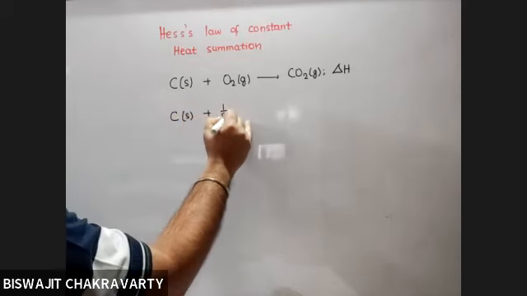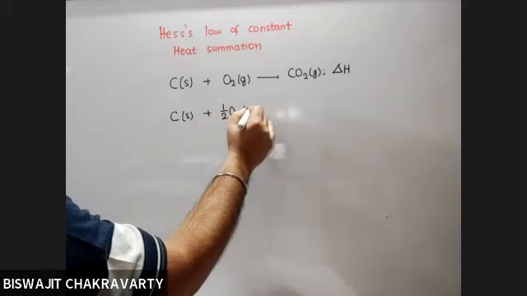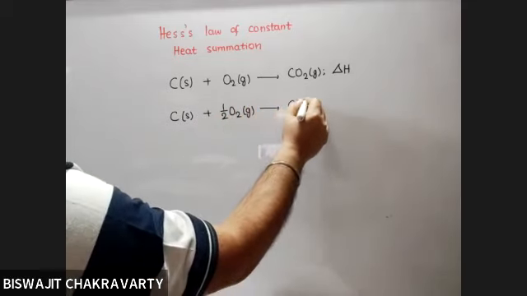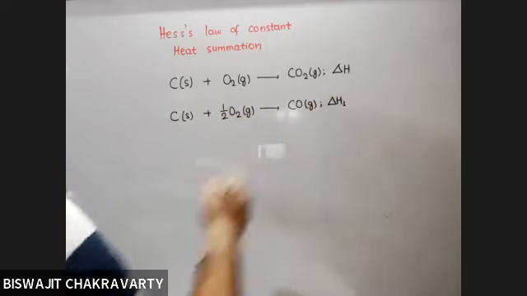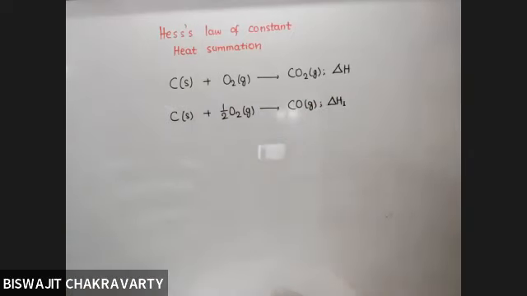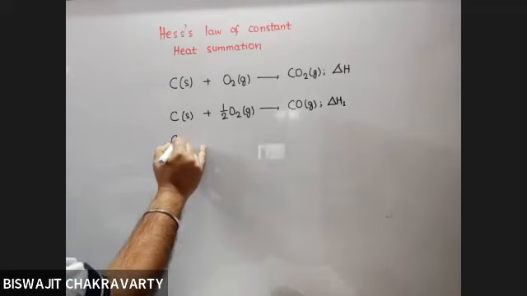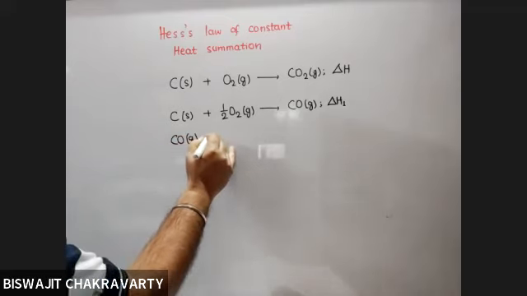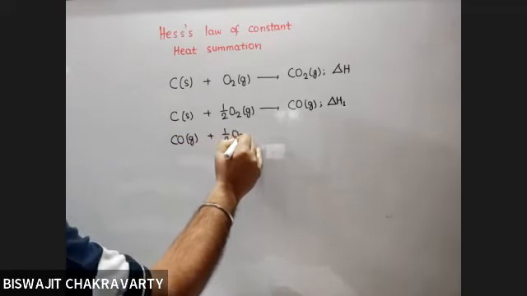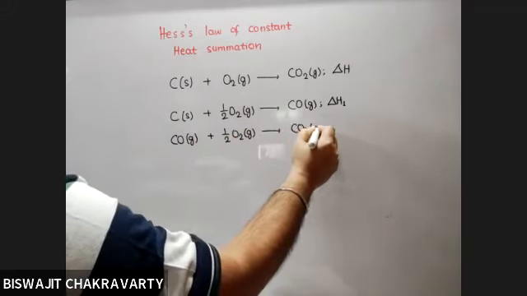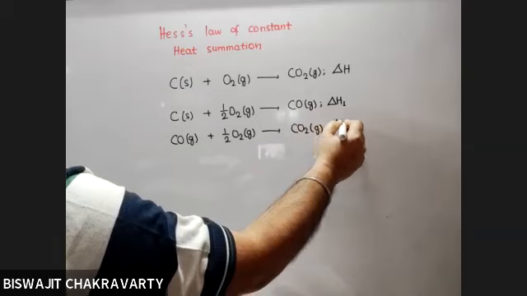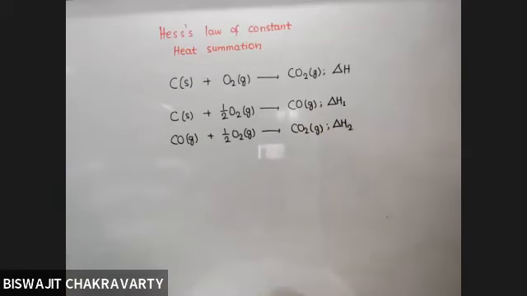At first, it will be burning in an insufficient supply of oxygen, producing carbon monoxide. So the enthalpy change is delta H1. And then the carbon monoxide further combines with oxygen to give carbon dioxide. So let us say that the enthalpy change during this particular process is delta H2.